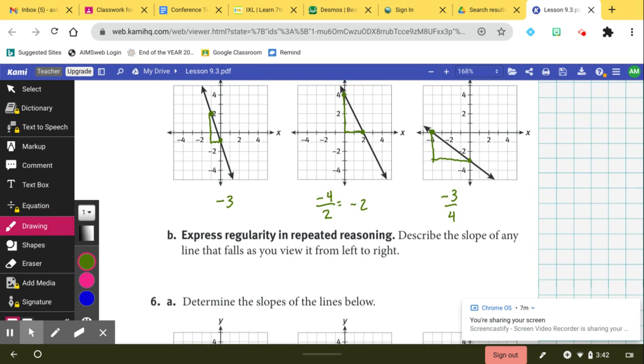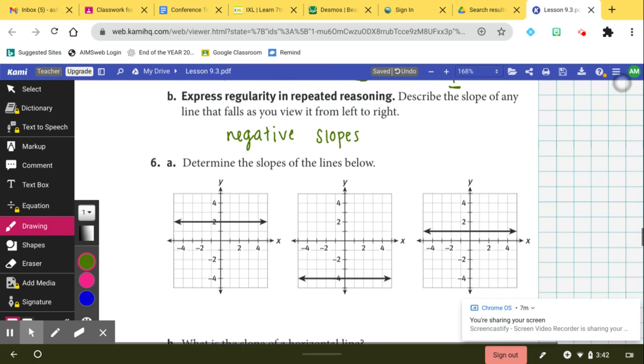So then it says, describe the slope of any line that falls as we view it from left to right. As we go from the negatives towards positives, if our y values are decreasing, looking at my slopes, it looks like all my slopes are negatives. So if we're going down, we have negative slopes.